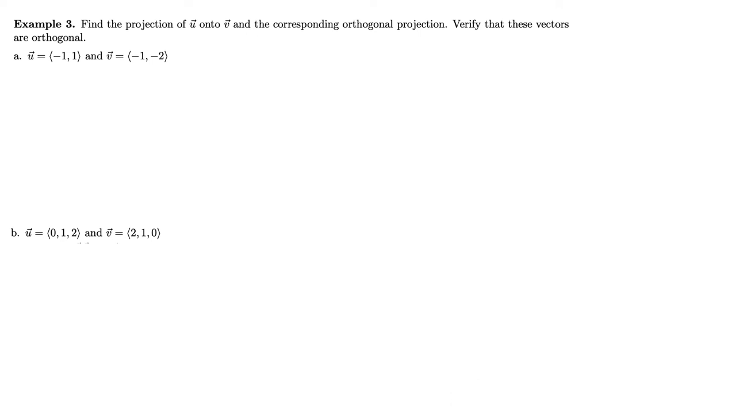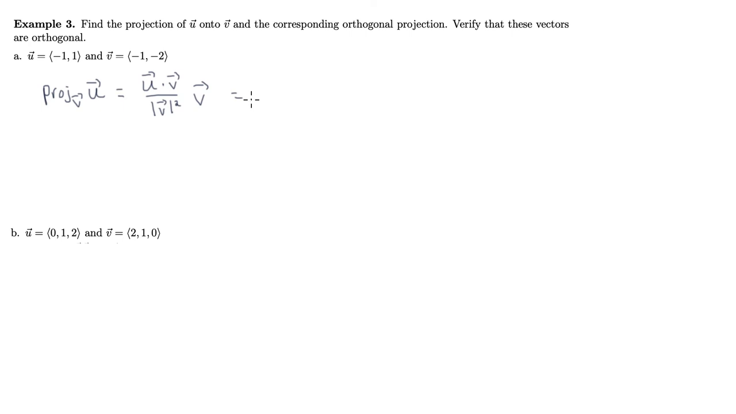Okay, so we want to first find the projection of u onto v. So the projection of u onto v, remember it's u and then the subscript here is the vector you're projecting onto, is equal to the dot product divided by the length of v squared, and then this scalar multiplies the vector v.